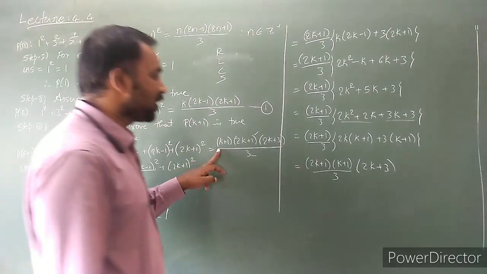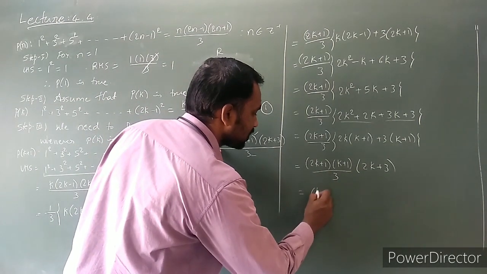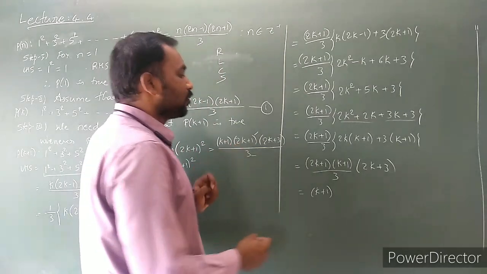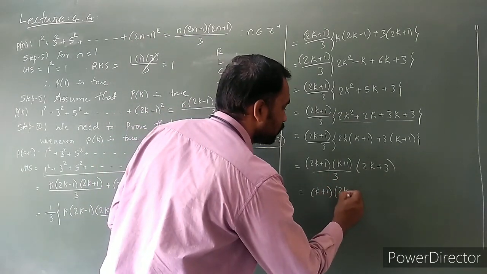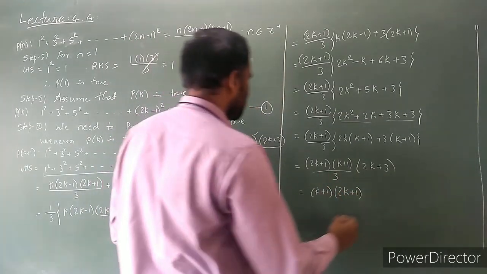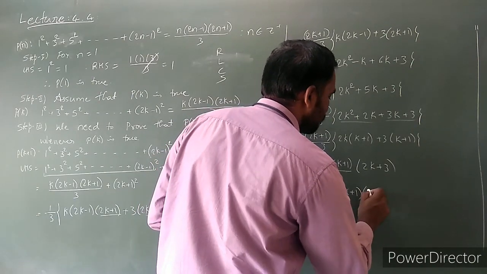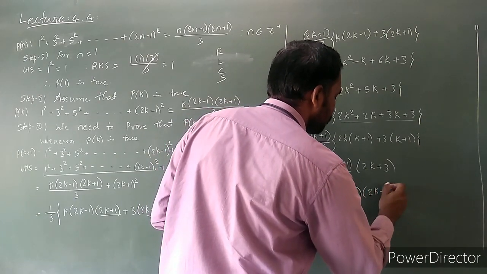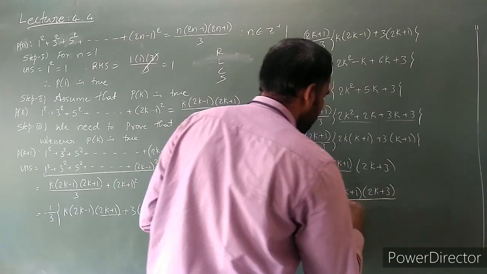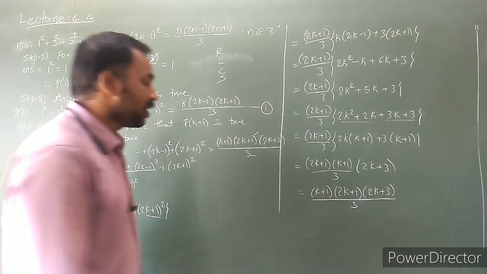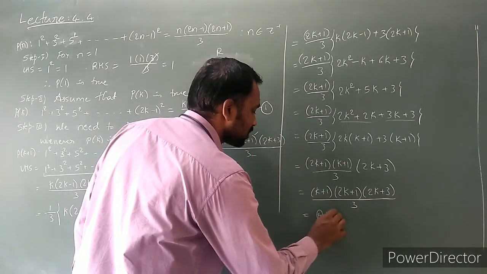What is the required term? k plus 1. Do you have that? Yes. k plus 1, 2k plus 1, yes, next 2k plus 3. Whole thing divided by 3. Hence the required RHS.